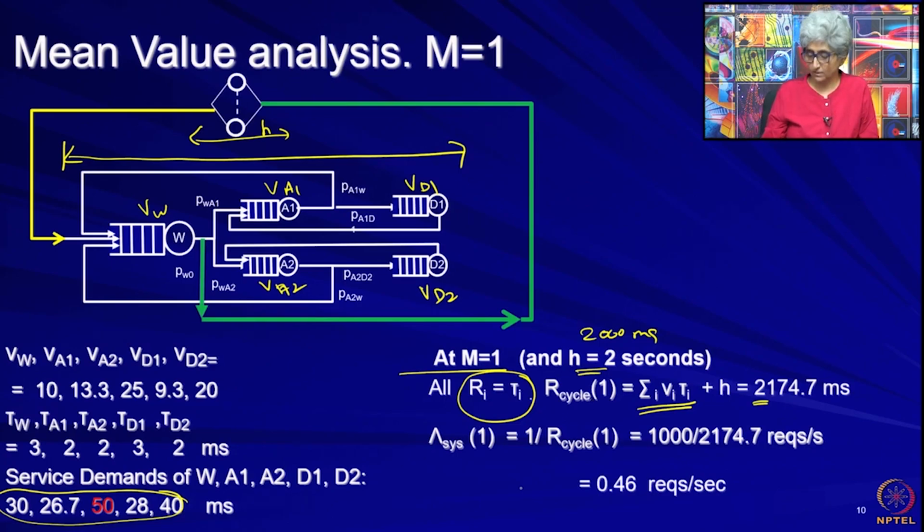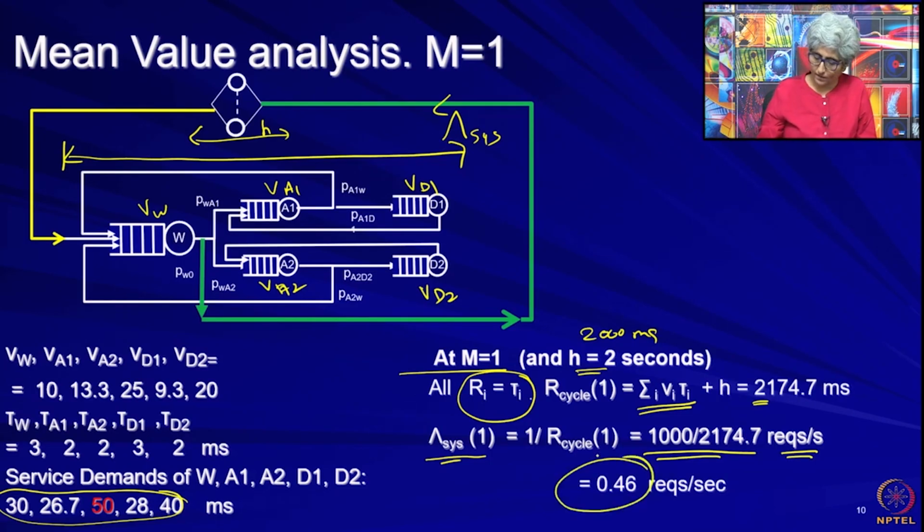Now, once we have R cycle at 1, I have the overall throughput, lambda sys. We apply Little's law to the whole region and we get lambda sys is going to be 1 divided by the cycle time. So it is basically 1 divided by 2174.7 in milliseconds. If we want it as requests per second, we have to multiply it by 1000. So this is what we get as the throughput when there is only one customer in the system, 0.46. So this is one iteration of the mean value analysis.